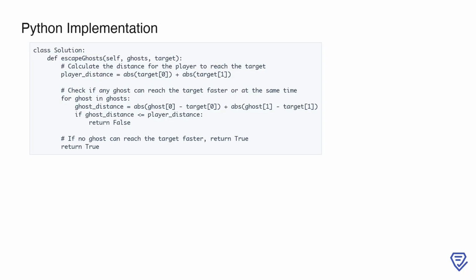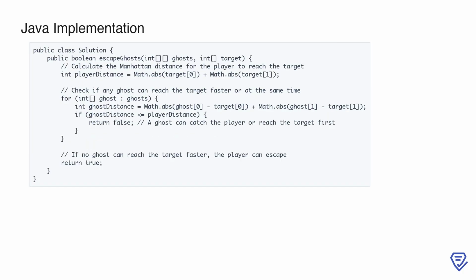This is the Java implementation of LeetCode problem number 789, Escape the Ghosts. It mirrors the Python logic, using Java's math library to calculate Manhattan distances. The method checks if any ghost can reach the target before or at the same time as the player. If so, the player cannot escape, and the method returns false. Otherwise, it returns true. The implementation uses standard Java arrays and follows typical Java conventions with type declarations and loops.